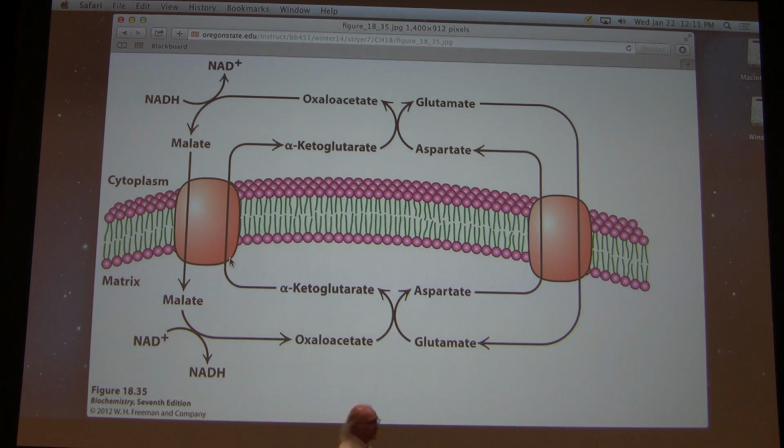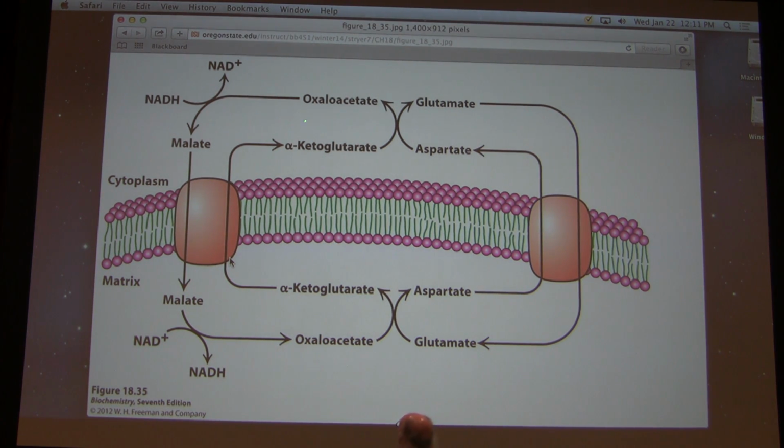Malate can be transported into the mitochondrial inner matrix. As it gets transported in, alpha-ketoglutarate gets transported out. As far as I'm concerned, that's not significant. What matters is malate's coming in, and malate is carrying electrons. And in the matrix of the mitochondrion, look what happens. The reverse reaction occurs. NAD picks up the electrons from malate and produces oxaloacetate.